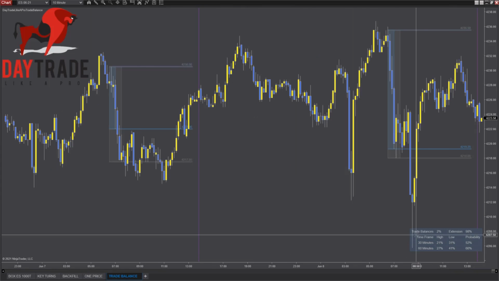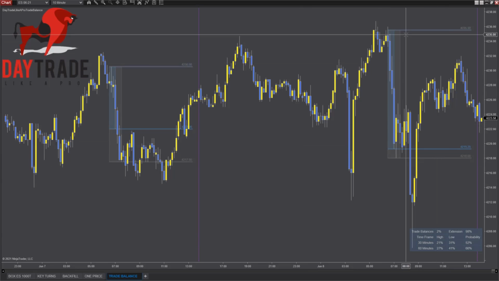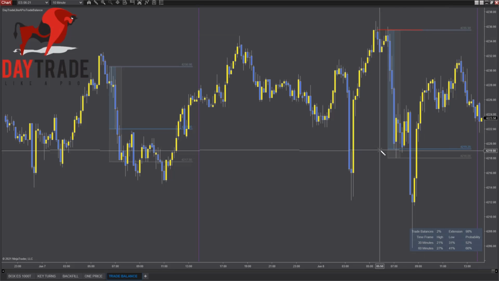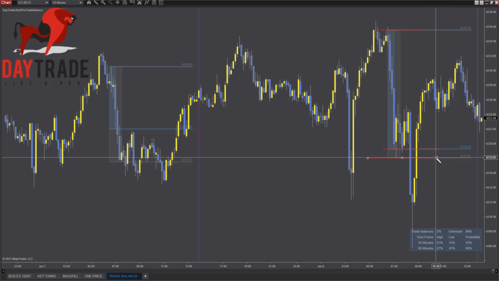Now let me show you something about trade balance. Trade balance is basically you have the first 30 minutes and the first 60 minutes. So right here you have the high and the low of the first 30 minutes and then the high and the low of the first 60 minutes.